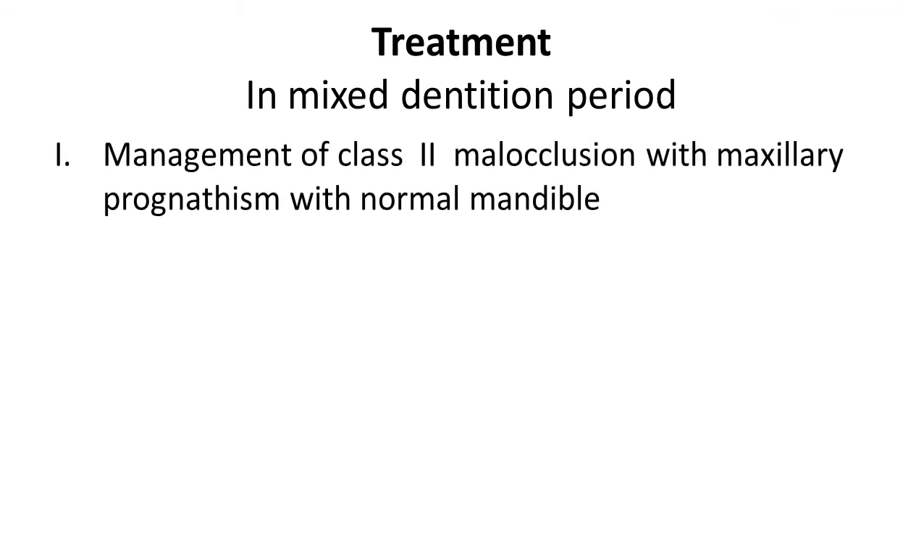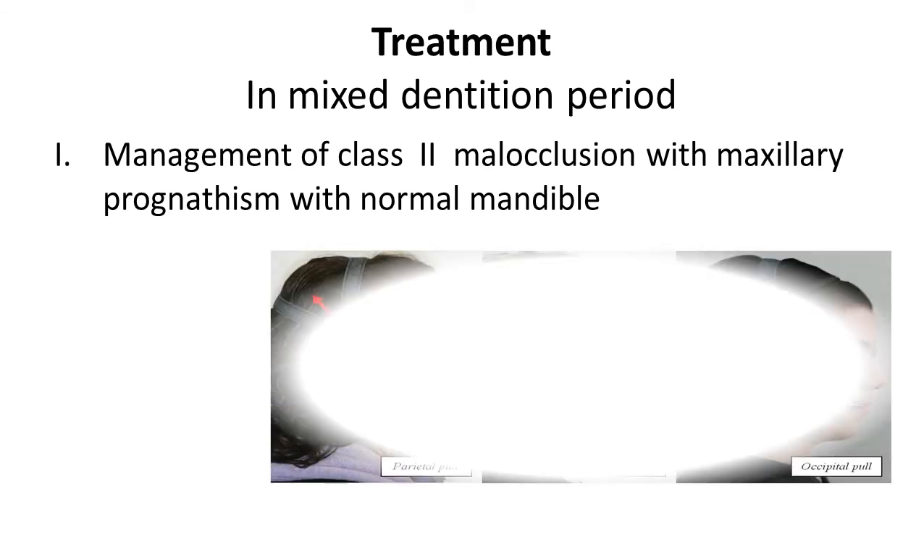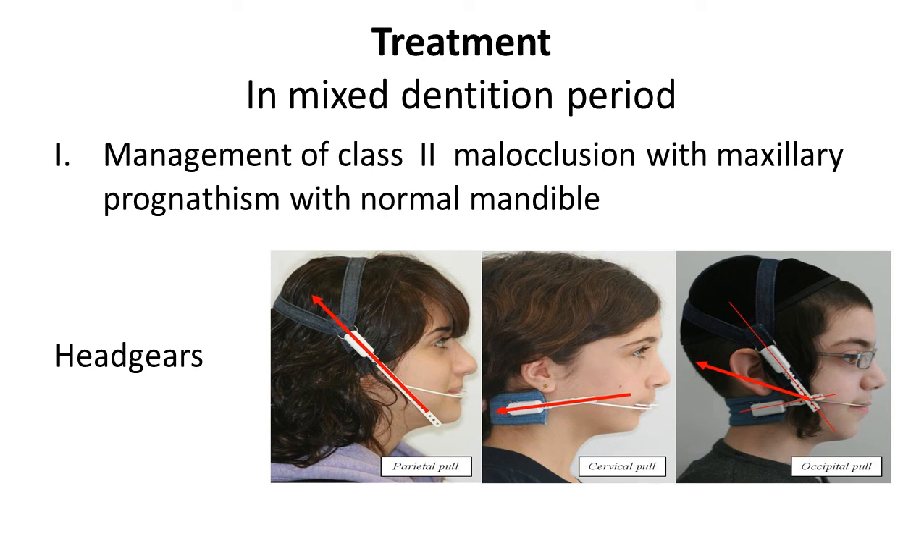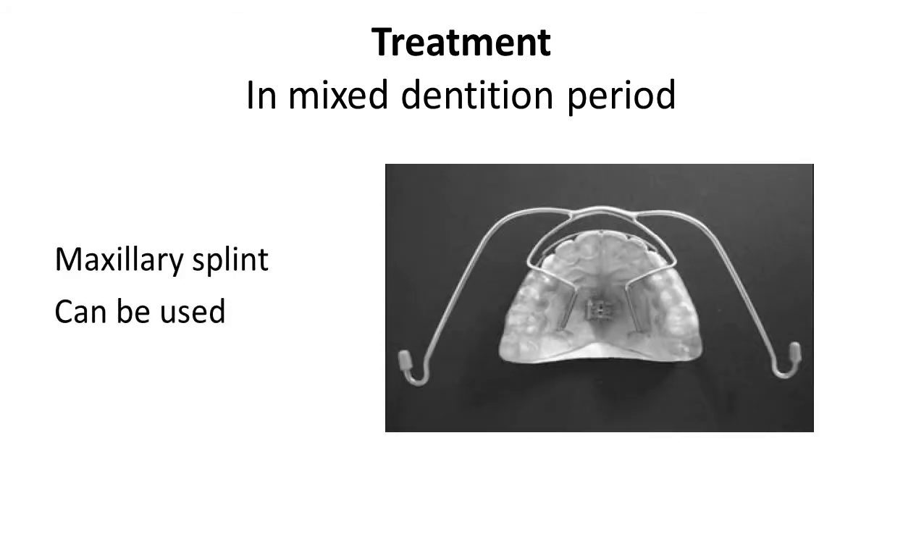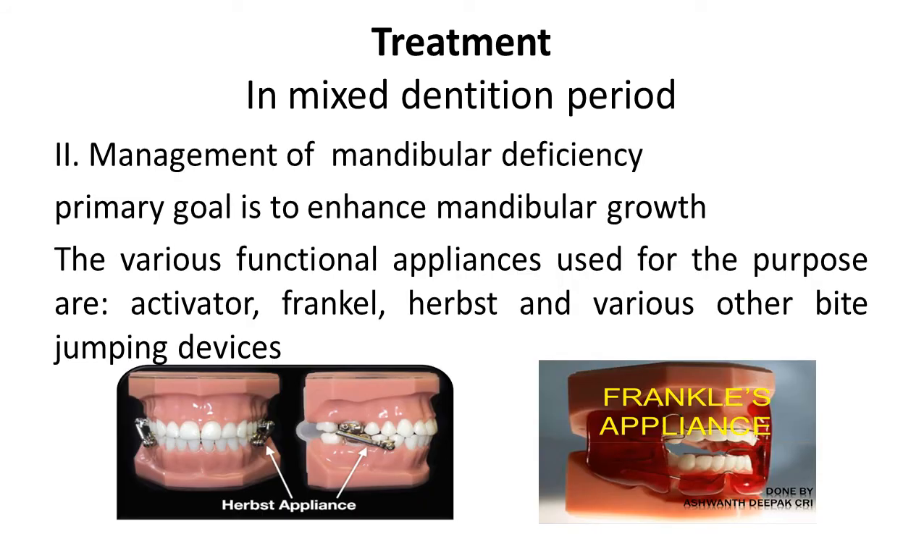The treatment options in the mixed dentition period are, first of all, management of a Class 2 malocclusion with maxillary prognathism with a normal mandible by headgears. Also, the maxillary splint can be used. Management of mandibular deficiency: the primary goal is to enhance mandibular growth. The various functional appliances used for this purpose are activator and Frankel, Herbst, and so on.